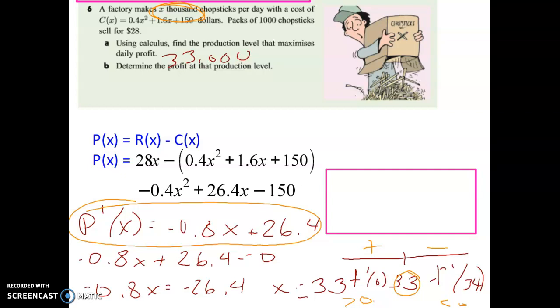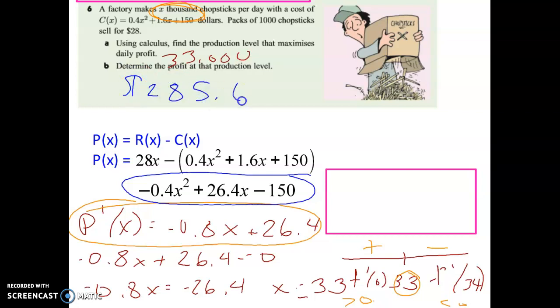So if I'm trying to find the profit, at this point, I want to go back to my profit equation, which is here, and I'm going to put 33 in place of all those x's, so negative 0.4 times 33 squared, because the 1,000 is built into the equation, so I don't need to type that in. 26.4 times 33 minus 150, and I get $285.60. So the profit per day, $285.60.